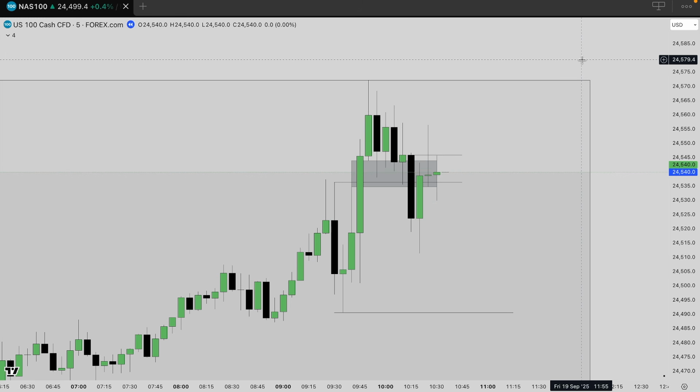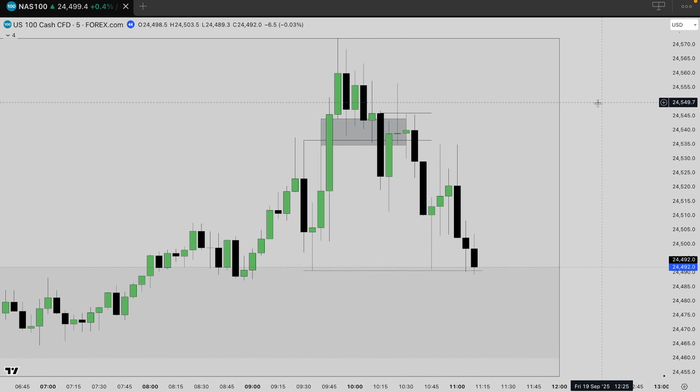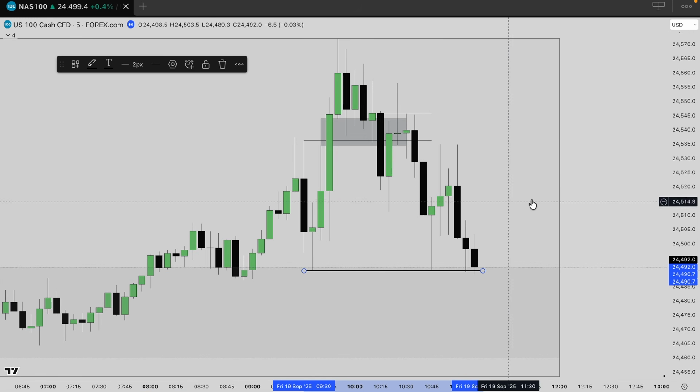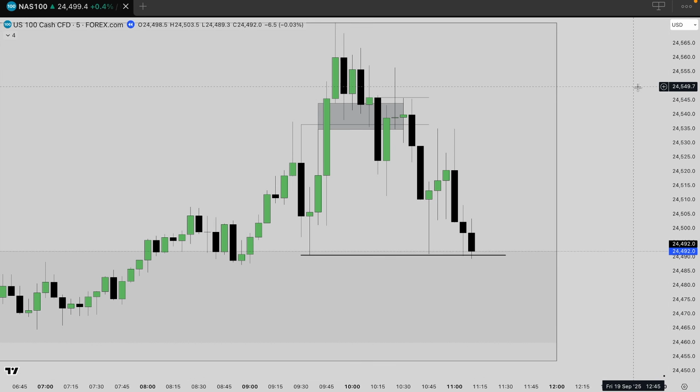And then playing this along, we see that price action just runs and we take out the low, which invalidates our long idea. But now my eyes are drawn to this low. So if I go ahead and thicken this line up, what do I want to see? I want to see a break and close below that forms a fair value gap. Let's see if we get that.